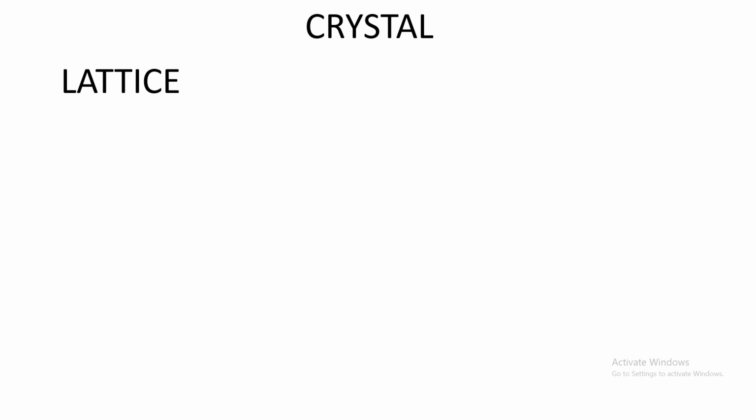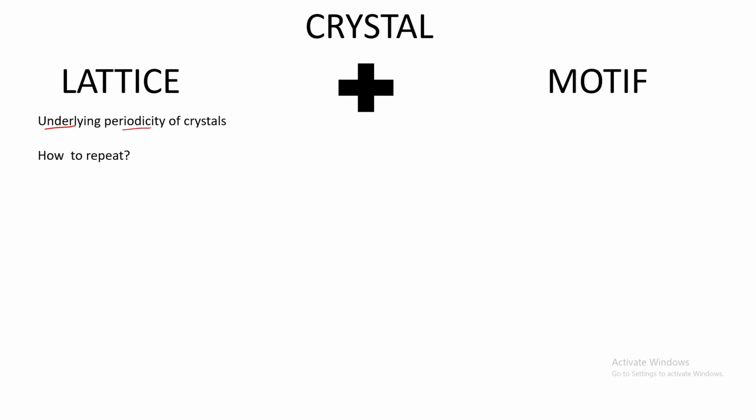What do we mean by a crystal? Crystal is the combination of a lattice and a motif. Lattice is the underlying periodicity of the crystal. That is how these points are arranged geometrically and how to repeat these points. And the motif basically says what to repeat, a group of atoms which is periodically arranged and repeated. Lattice tells how to repeat and motif is what to repeat.